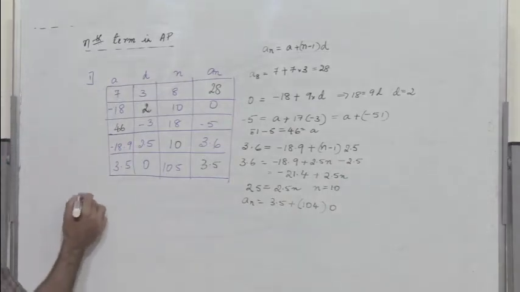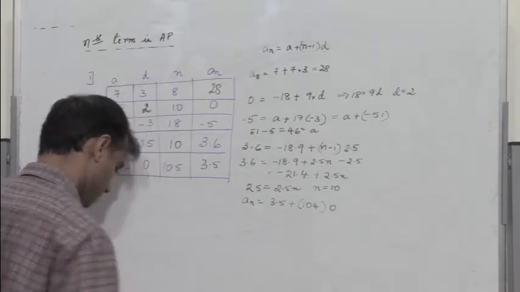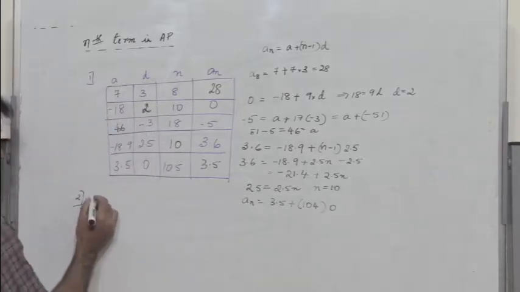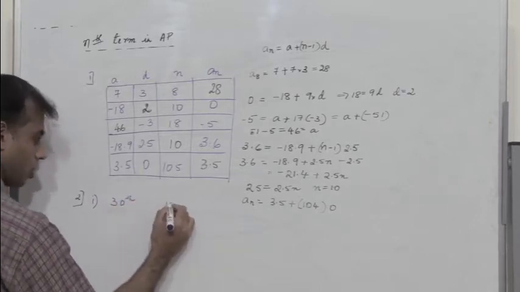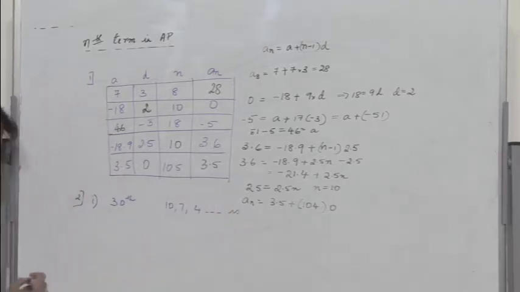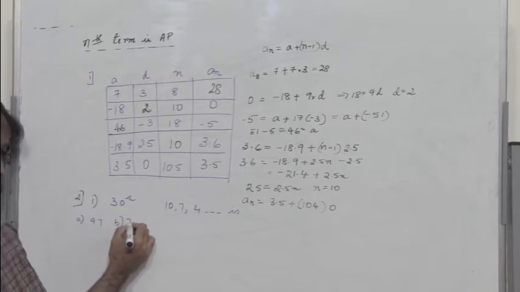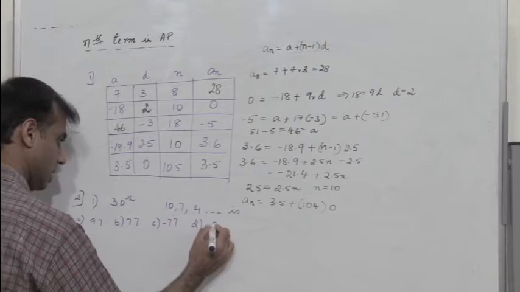The second problem, we need to choose the correct term. So the first one is the 30th term of the arithmetic progression 10, 7, 4 is. Right? So there are four options: A 97, B 77, C minus 77, and D minus 87.